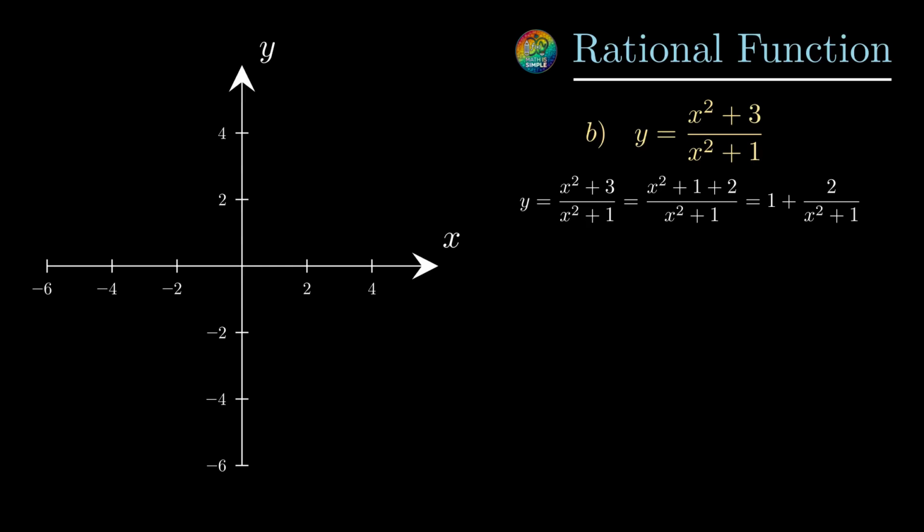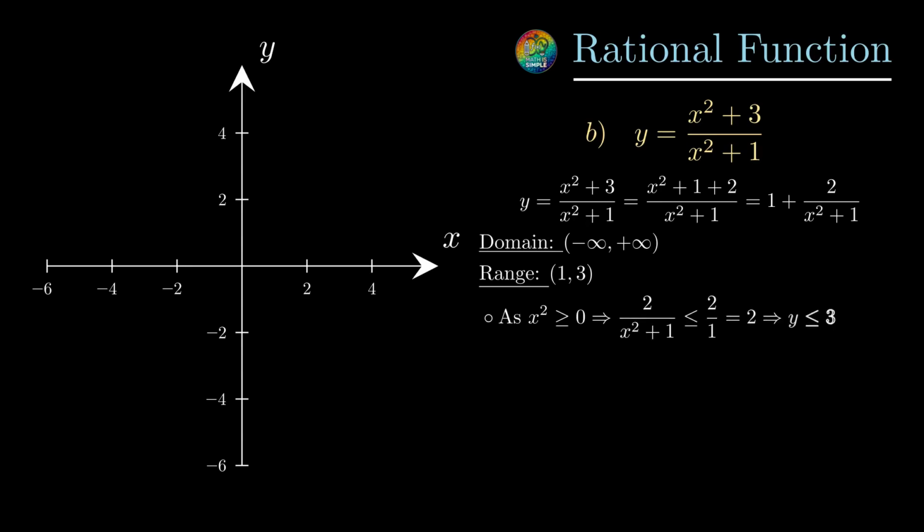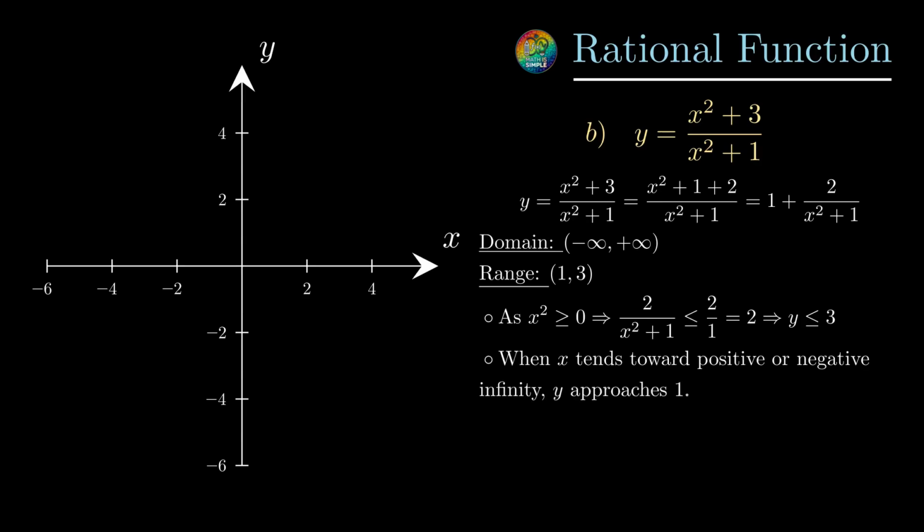Because our denominator, x squared plus 1, can never equal 0 for any real number, our domain is entirely unrestricted, spanning all real numbers from negative to positive infinity. Next, let's analyze its boundary. Since x squared is always greater than or equal to 0, the fractional part has a maximum value of 2, meaning our y value will never exceed 3.